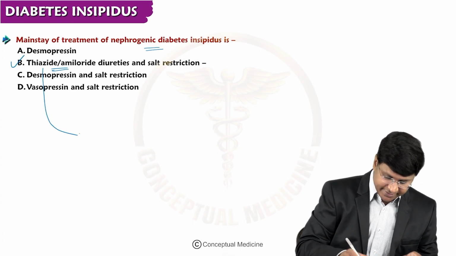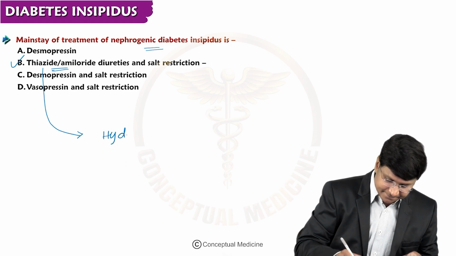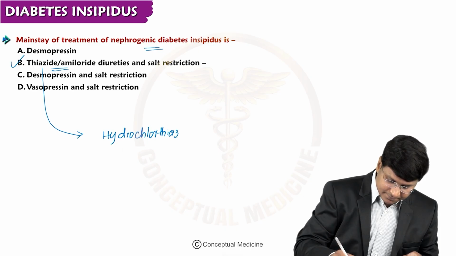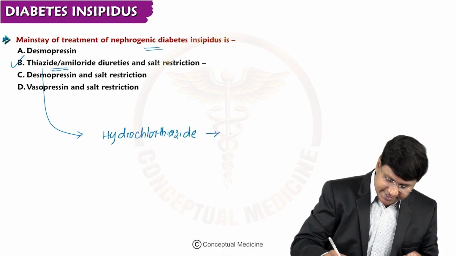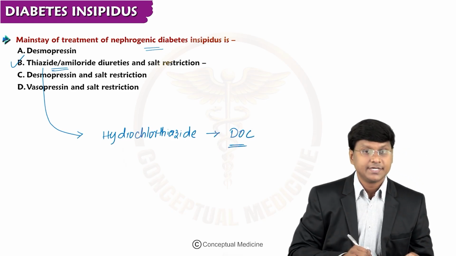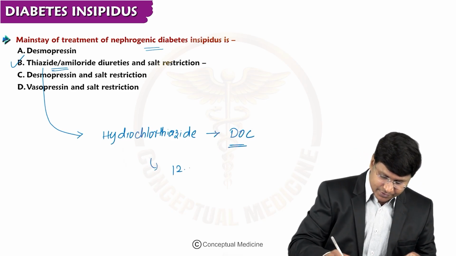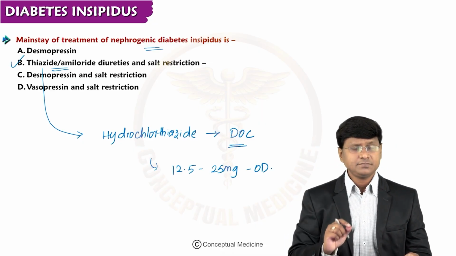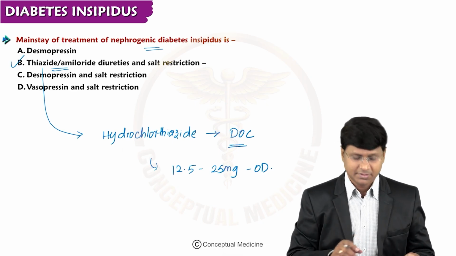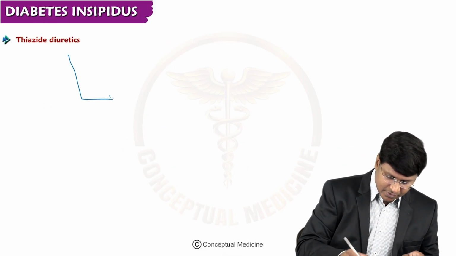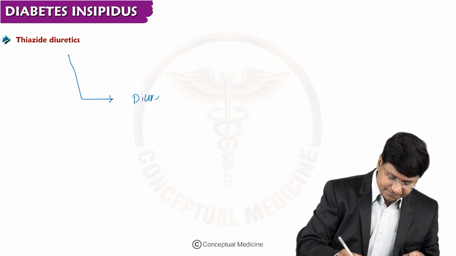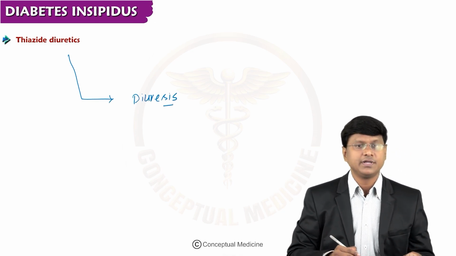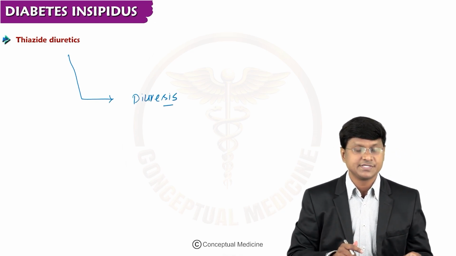So, the thiazide group of diuretics, that is hydrochlorothiazide, is considered the drug of choice. And hydrochlorothiazide is given 12.5 to 25 milligrams once daily. So this is the dosage of hydrochlorothiazide. Now, thiazide diuretics, remember, already cause diuresis. And how do you think they are useful in nephrogenic diabetes insipidus?